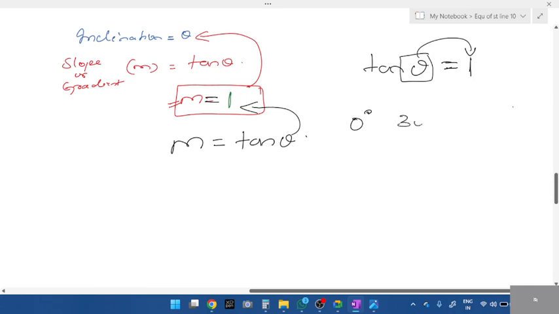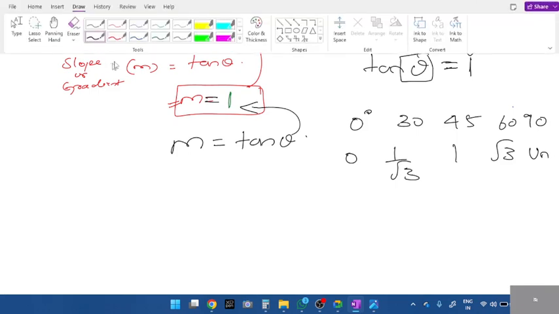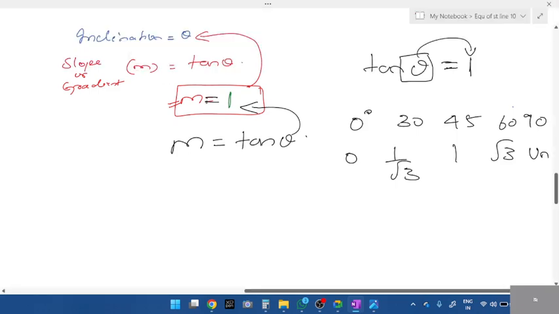For 0, 30, 45, 60 and 90 degrees, the answers are 0, 1 by root 3, 1, root 3 and undefined. So they'll give you m is equal to 1 in an MCQ question, or after calculation we'll get m is equal to 1. If you get m is equal to 1, they'll ask you the theta value.